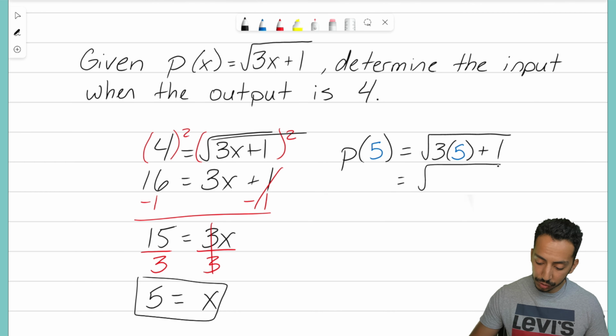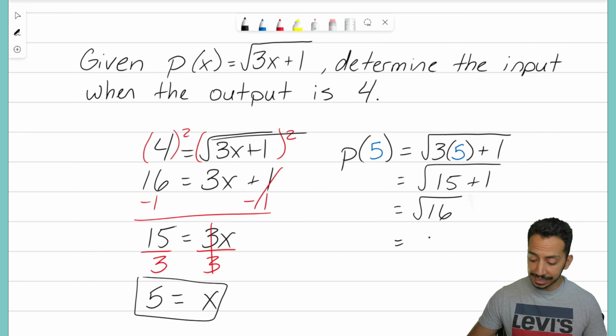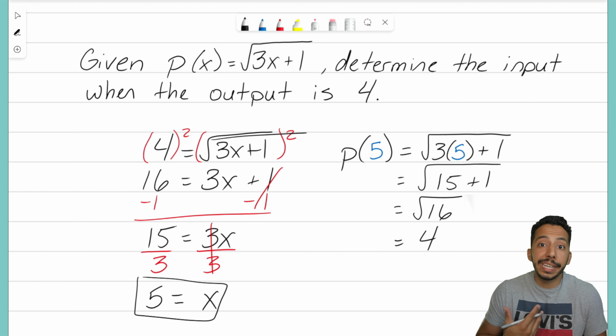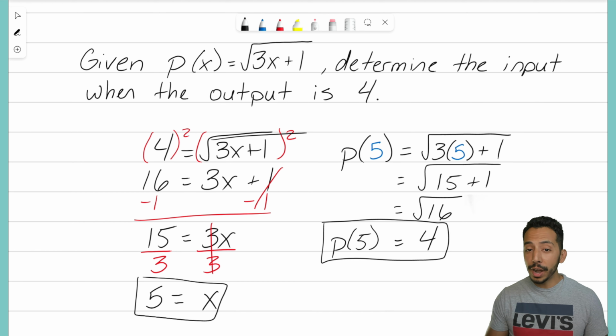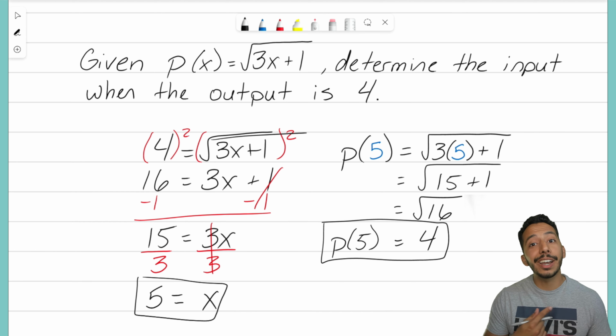Alrighty, let's simplify this right side. 3 times 5 is 15. 15 plus 1 makes positive 16. And the square root of 16 ends up being positive and negative 4, but in this case, we only care about the positive 4. So this is absolutely correct. We now know that when our output is 4, it means that our input is positive 5.